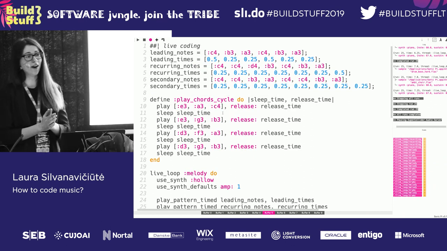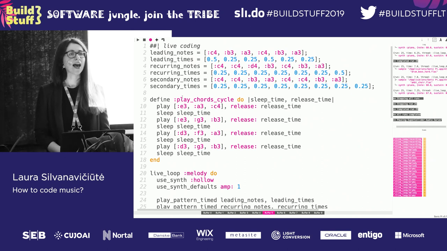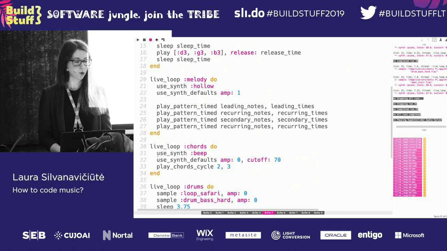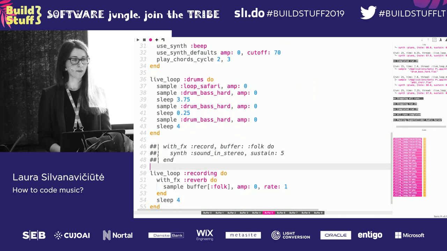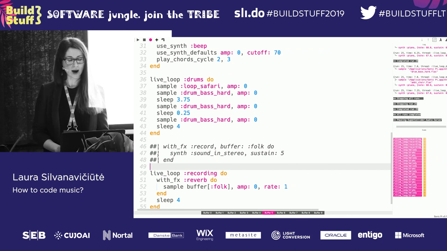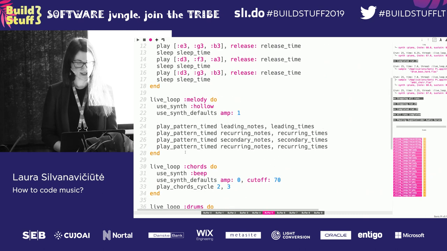What do I have here so far? I have a few variables of notes and times, and it's playing some Lithuanian folk song. I'm having here a function which is playing four different kinds of chords, and I can manipulate and change it, providing different sleep times and release times. Then I have the melody live loop, chords live loop, drums live loop. And I have some commented code. Why it is so, you're going to understand when I play it. So let's start.